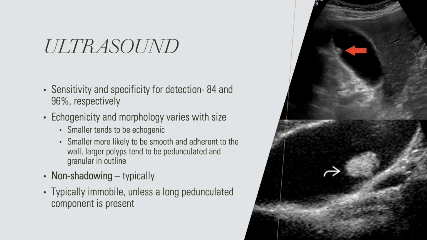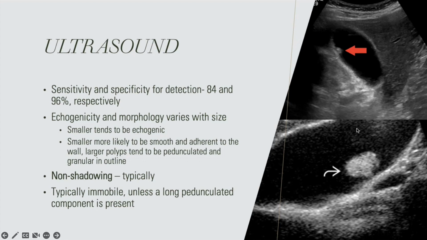So we will see some differences in size as far as their echogenicity. Smaller tends to be more echogenic, as we're seeing here. Smaller are usually smooth and adherent to the wall, as we're also demonstrating here in this top image. The larger polyps tend to become more pedunculated, as we are also demonstrating down here on this bottom image, and may have a more granular outline.